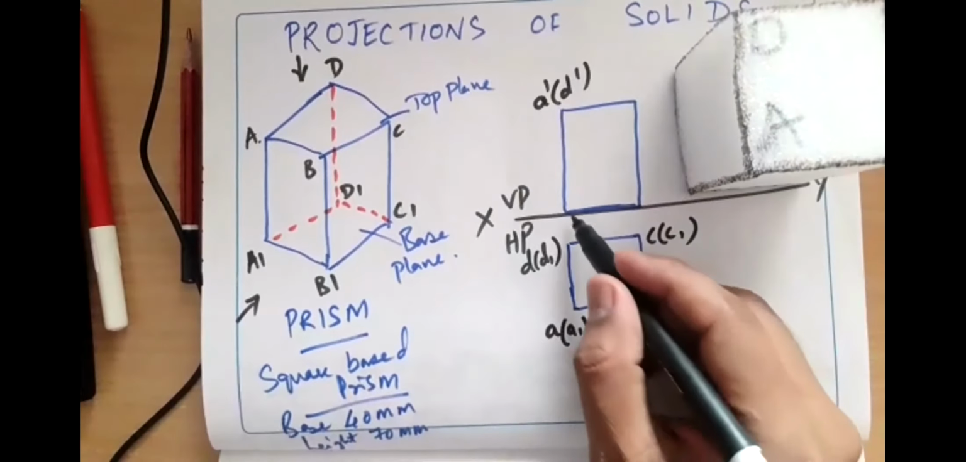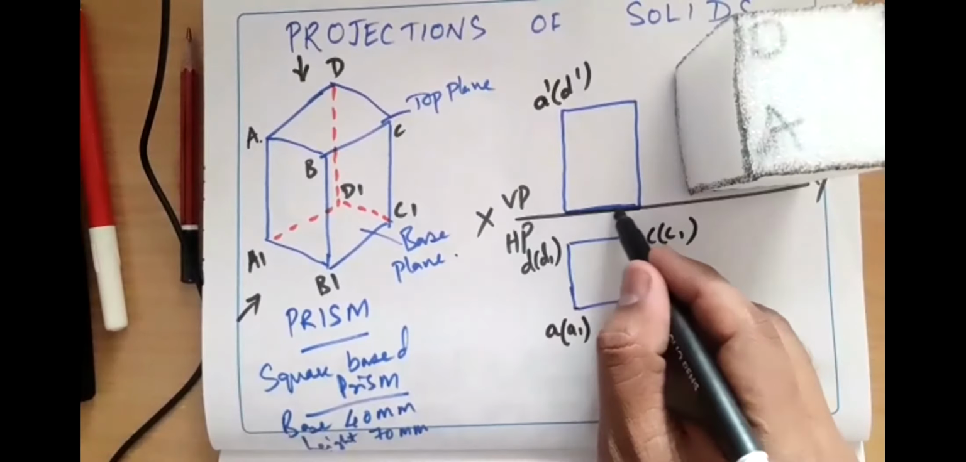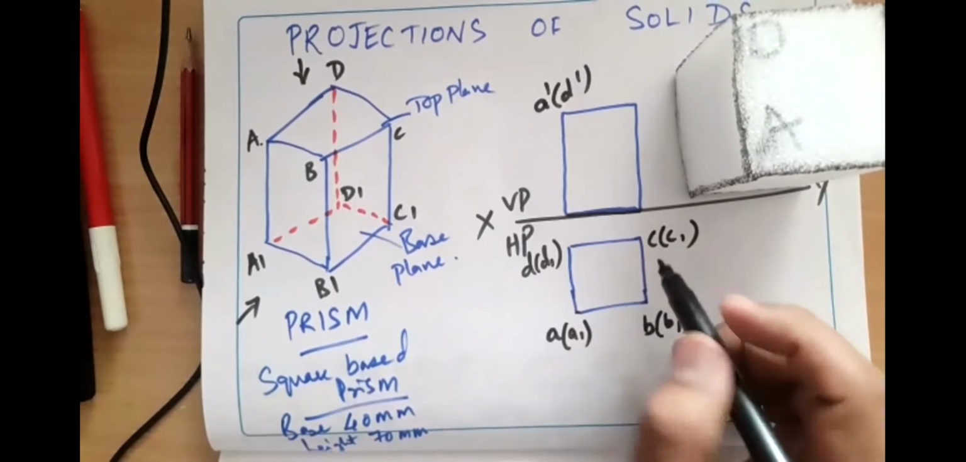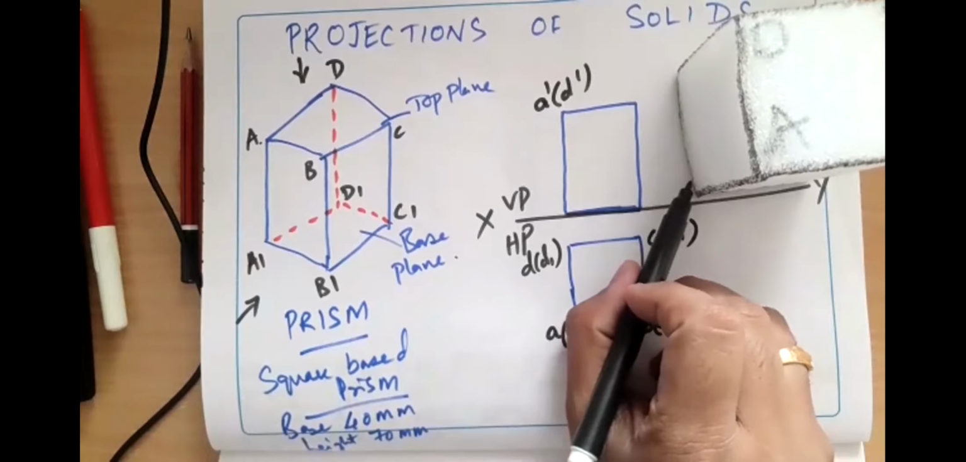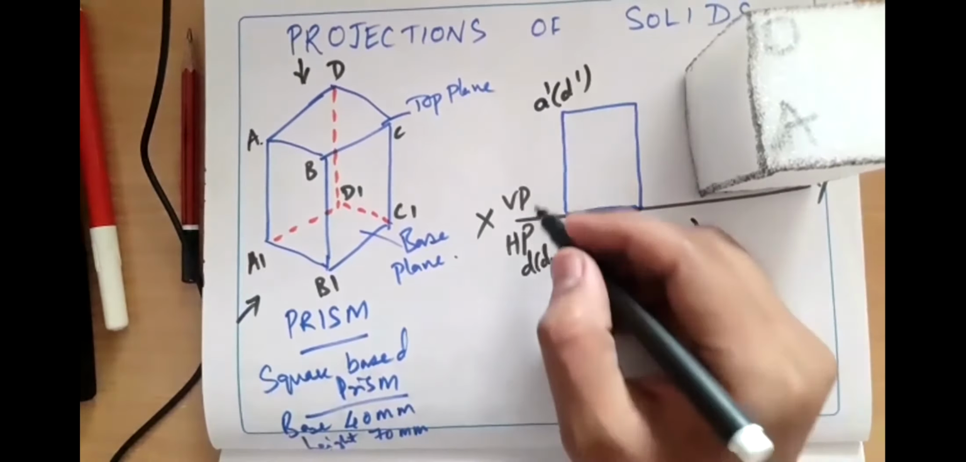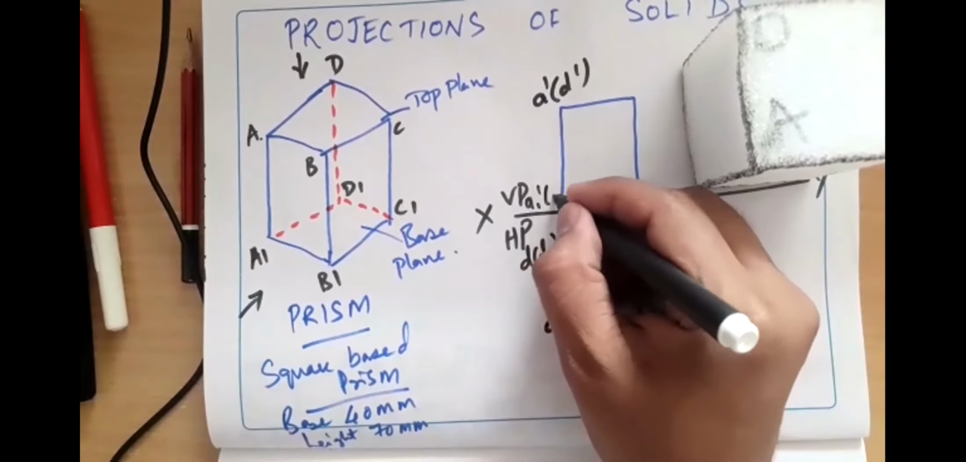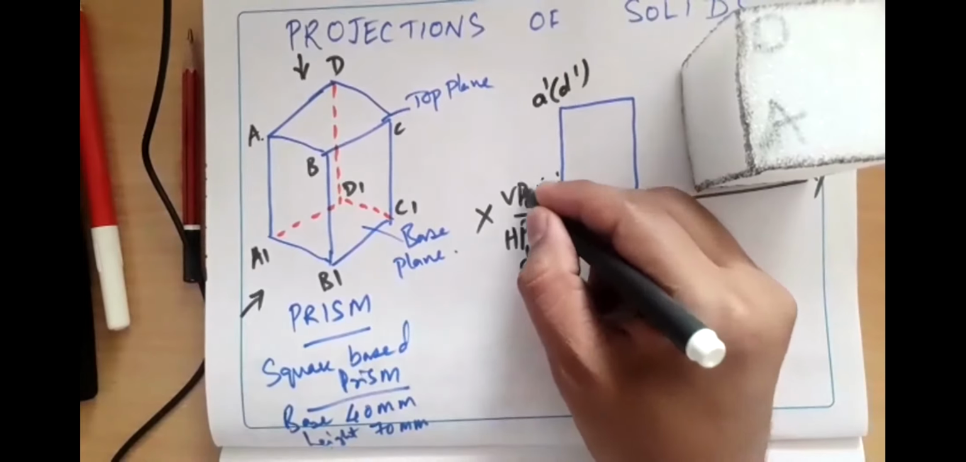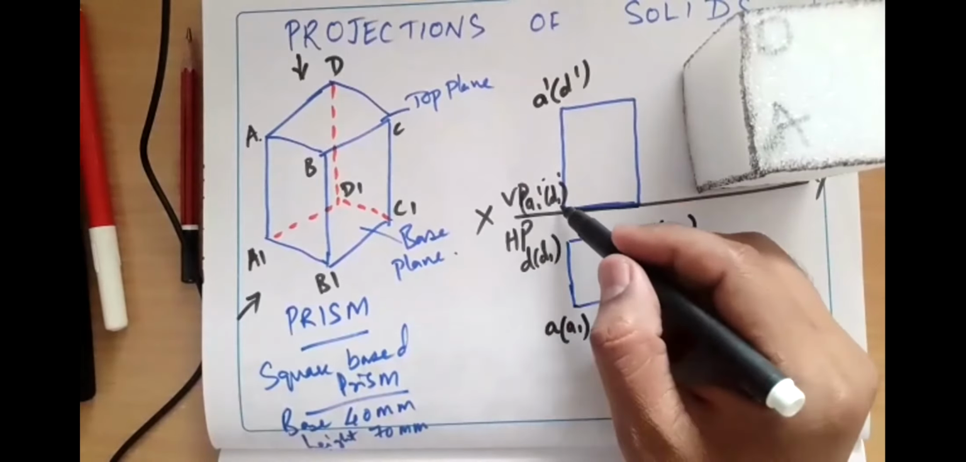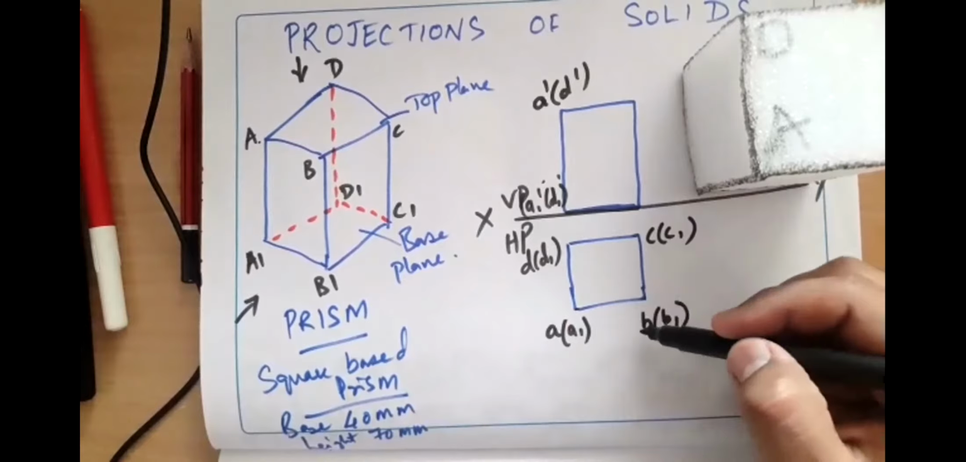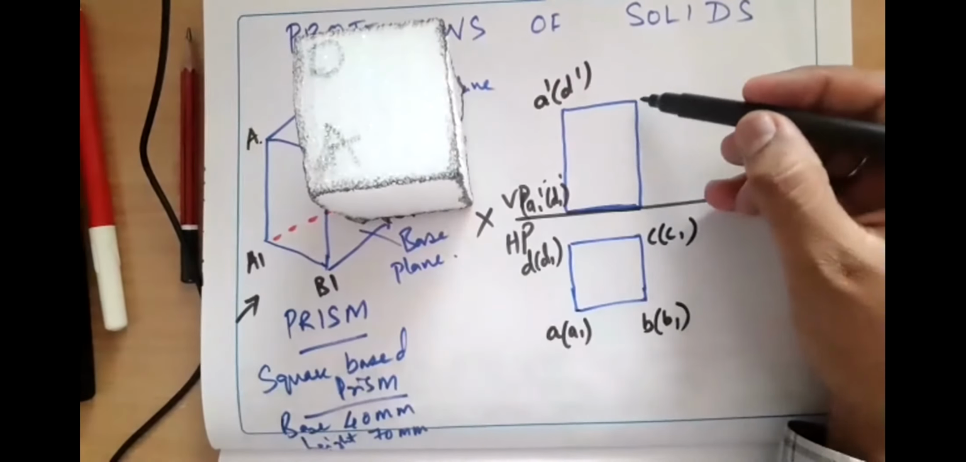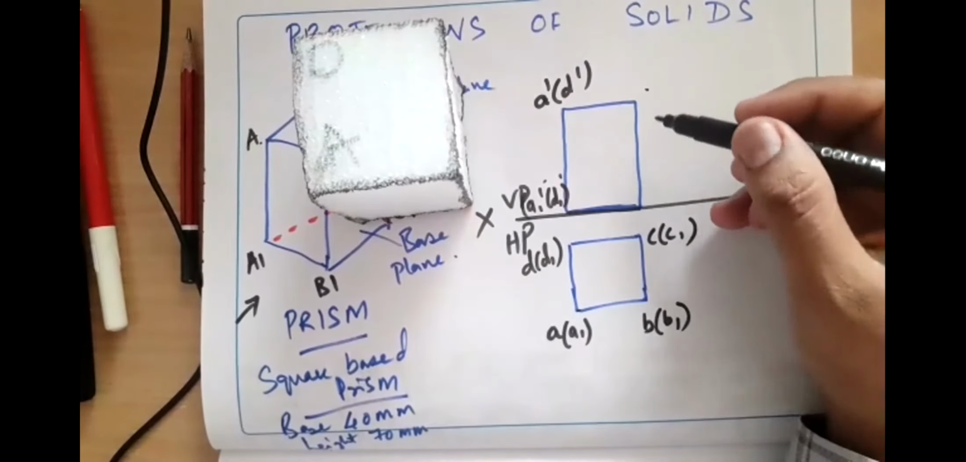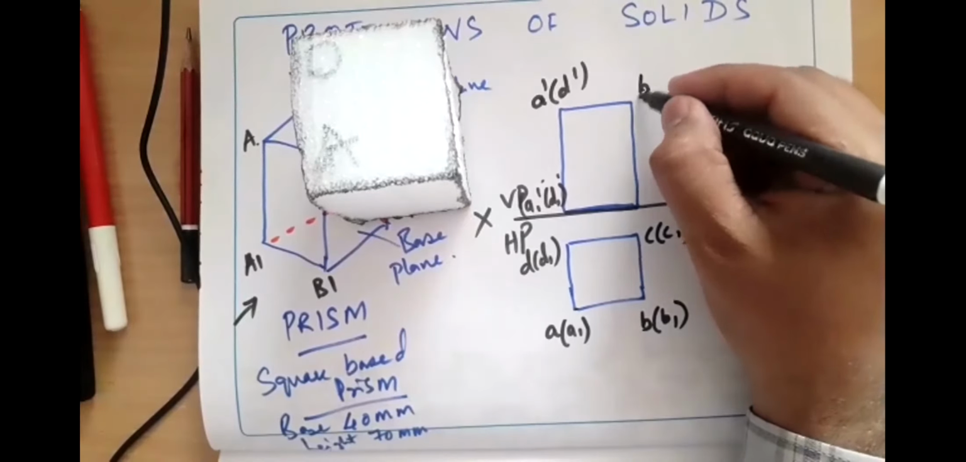Similarly, on the base plane, this is the base plane, which is at the bottom and resting on HP. So A1 is here and D1 is here. So a1 dash of d1 dash. Similarly here, how to name here? b dash of c dash.